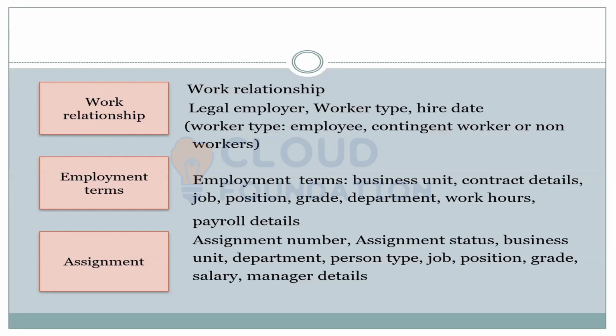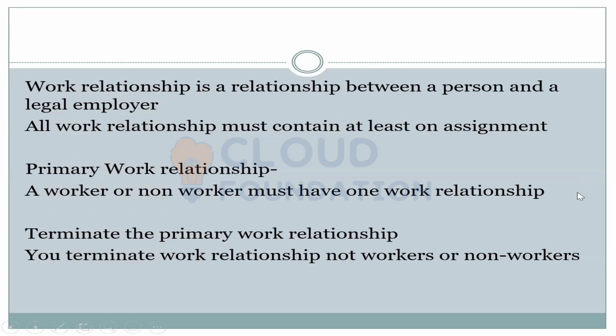And work relationship is called legal employer, worker type, hire data, employee, contingent worker, non-workers. So all these things can create a worker or a non-worker, and that is called work relationship. Okay, work relationship is a relationship between a person and the legal employer. Between the person and the legal employer. All work relationships must at least contain 1 assignment.